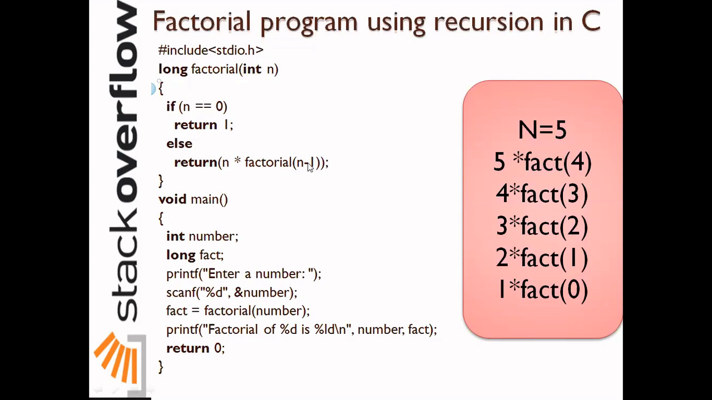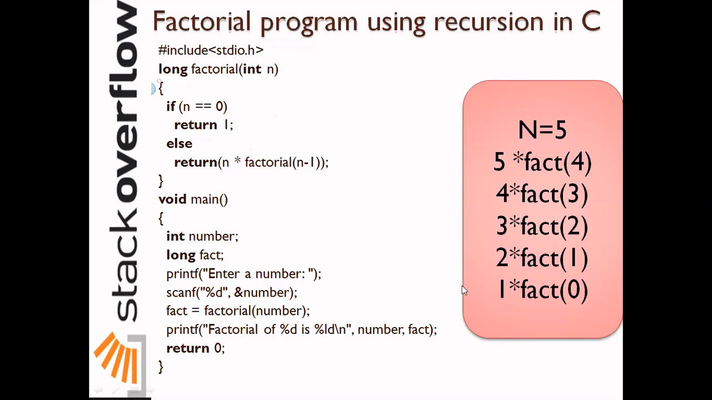So n minus 1 means 4. Once again this will go to this function. Here the n value is 4. It will check whether it is equal to 0. No. So first, n is 5, which means 5 into factorial of 4. Next it will go to this function again with 4. It is not equal to 0, so it will come here. So n value is 4 into factorial of 3. Once again it will go to the function. Now n value is 3. It will check the condition, which is false, so it will come here: 3 into factorial of 2. Once again it will go to the function: 2 into factorial of 1.